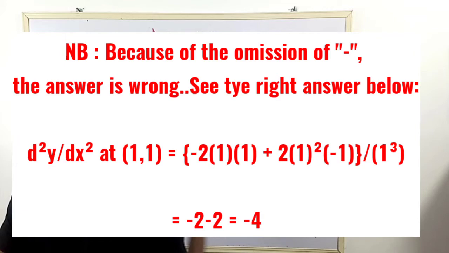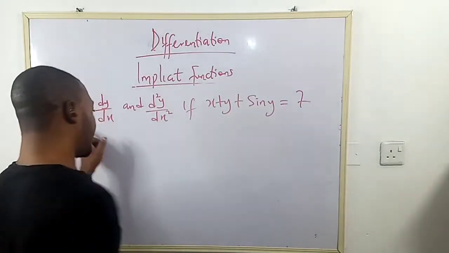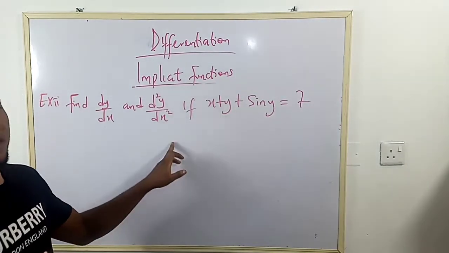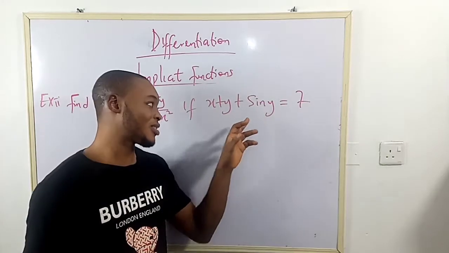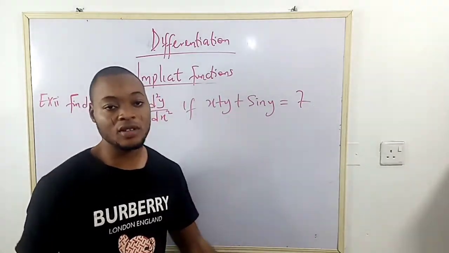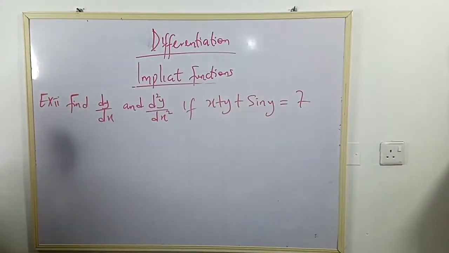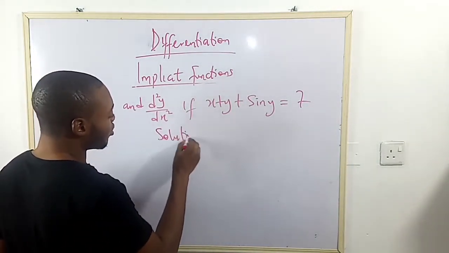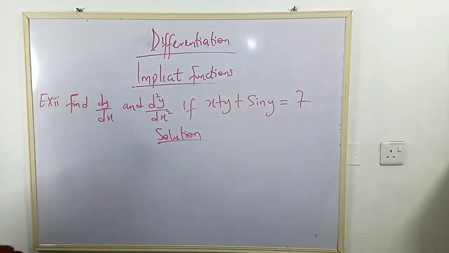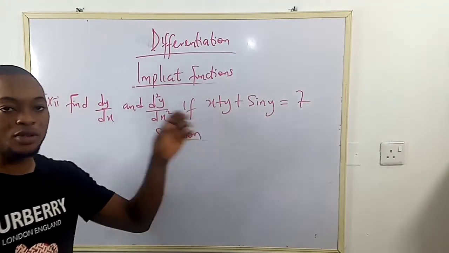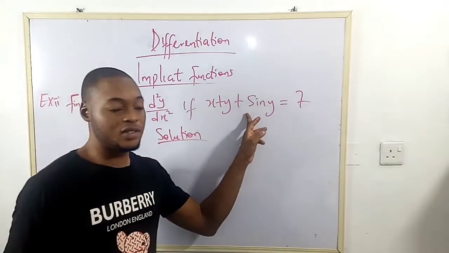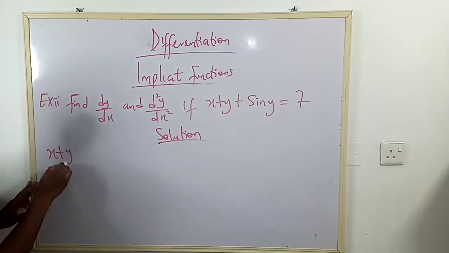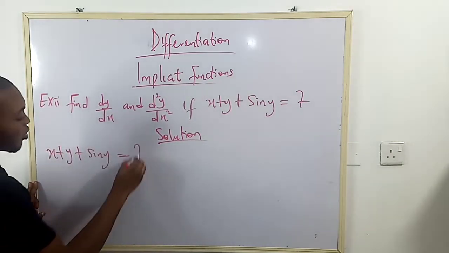So let's solve another example. This is the second question. The question says, find dy/dx and d²y/dx² if x plus y plus sin y equals 7. So the solution to this is that we differentiate this equation and find both the first and the second derivative. So we have x plus y plus sin y equals 7.